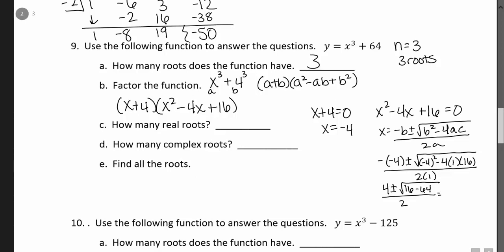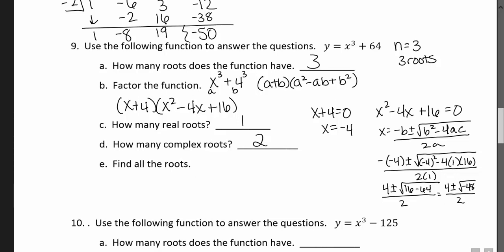So this becomes 4 plus or minus the square root of negative 48 all over 2. So those will be 2 imaginary solutions. So how many real? 1. How many complex? 2. So now we're going to find them.